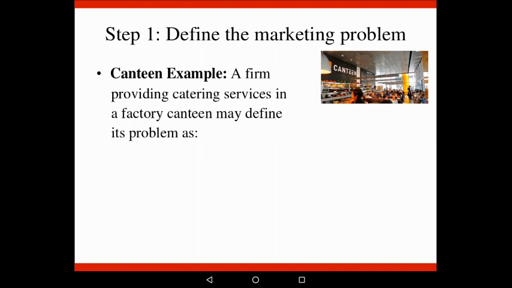Okay, let's have a look at our canteen. A canteen is a place where anyone can just go and eat, usually over lunchtime. You usually find canteens in big organizations or in schools. But it's basically like a restaurant.